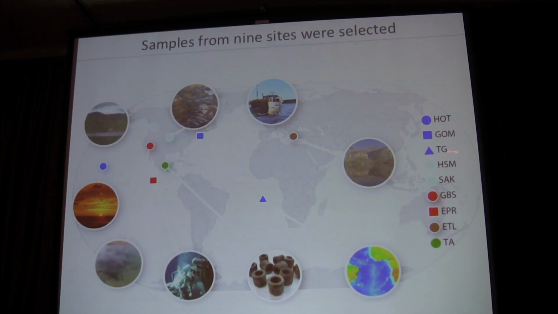We have a freshwater and brackish water sample from the Homestake Mine in Sarkanath Lake in British Columbia. In red, we have 2 sites that have sort of thermal activity, which is the Great Boiling Springs in Nevada, in Great Basin, and then the Eastern Pacific Rise, which is down here. And then we have a sediment sample from Greece, the Etoliko Lagoon, and a reactor sample.